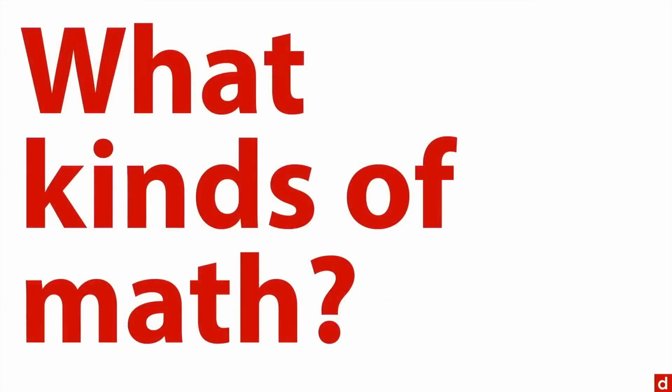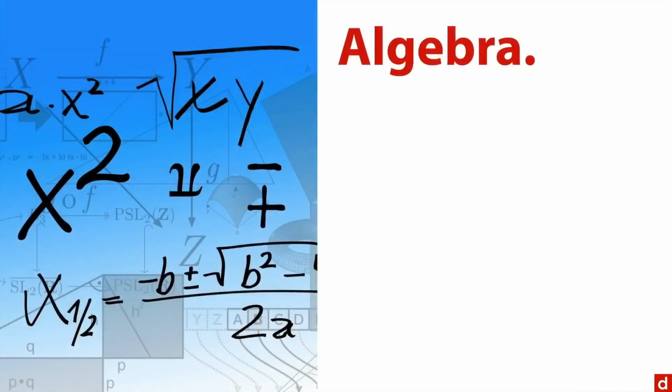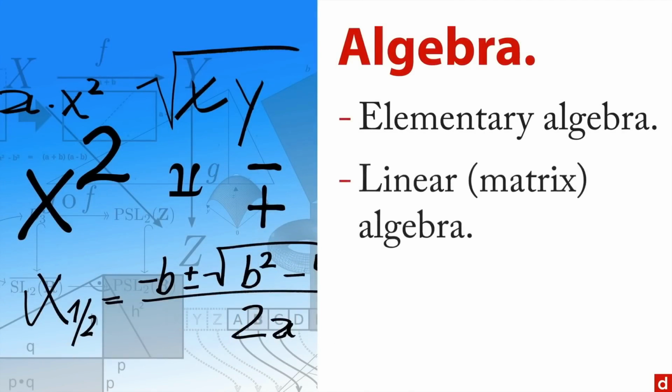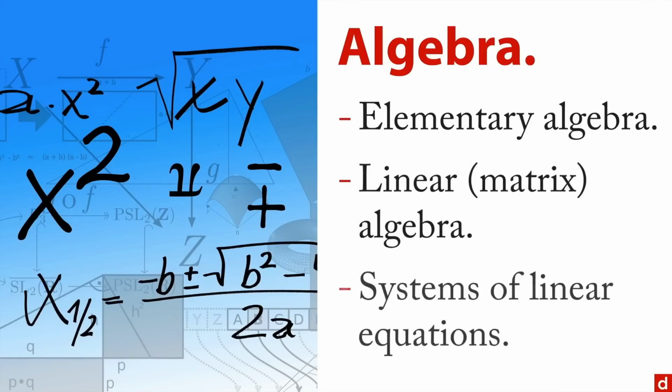So the next question is, what kinds of math do you need for data science? Well, there's a few answers to that. Number one is algebra. You need some elementary algebra. That's the basically simple stuff. You have to do some linear or matrix algebra because that's the foundation of a lot of the calculations. And you can also have systems of linear equations, where you're trying to solve several equations all at once. It's a tricky thing to do in theory, but this is one of the things that's actually easier to do by hand sometimes.